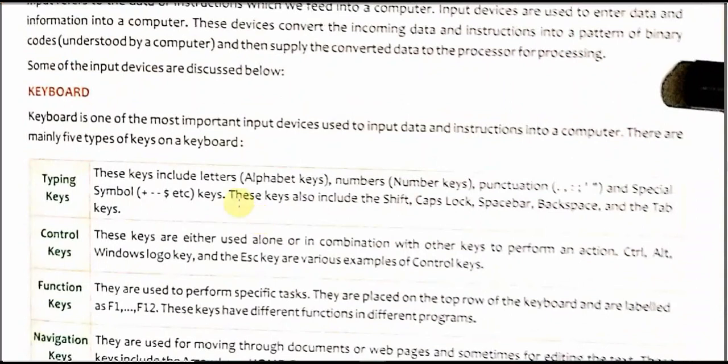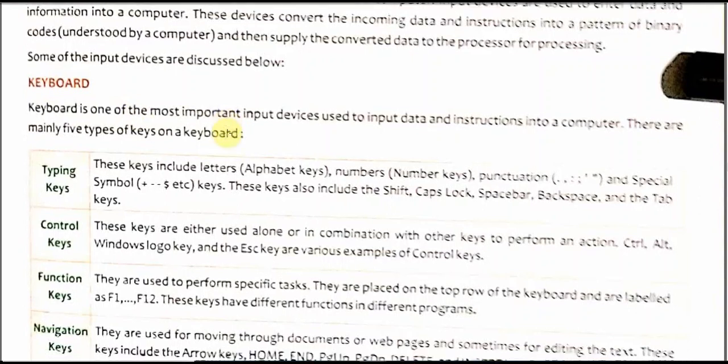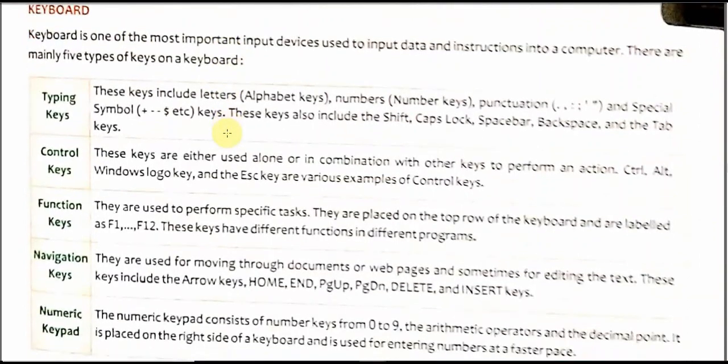Now we will see some standard input devices. First one is keyboard. You all have seen the keyboard. Keyboard is one of the most important input devices, and there are 5 types of keys. First one is typing keys. These include alphabet, number, punctuation, special symbol, caps lock, space bar, backspace, and tab.